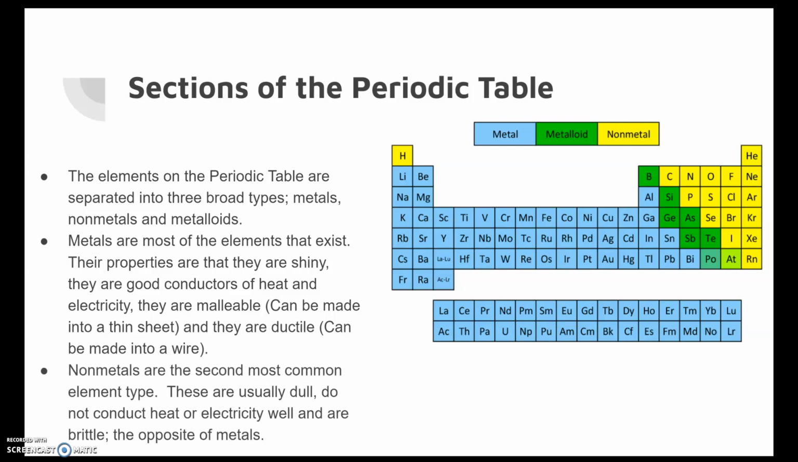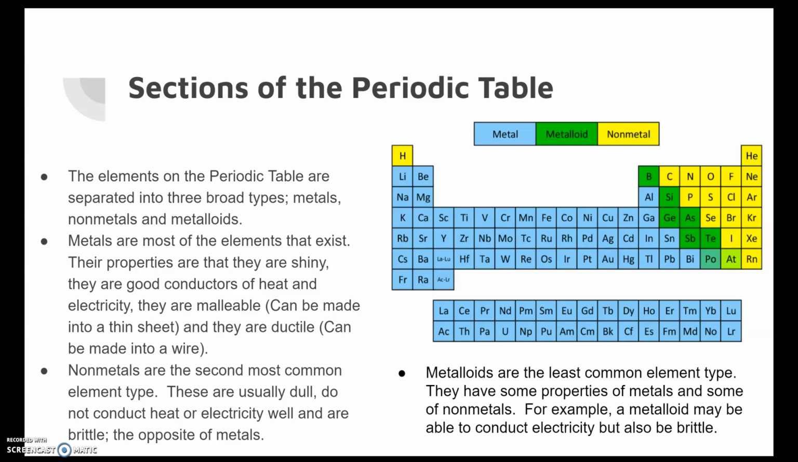Nonmetals, again shaded in yellow, are dull. So everything that metals are not. They're dull, they do not conduct heat or electricity, and they're brittle. Metalloids, again, these are the ones in the descending staircase, shaded in green, are the least common, and they have some properties of metals and some properties of nonmetals. For example, metalloids can conduct electricity, but they may also be brittle.